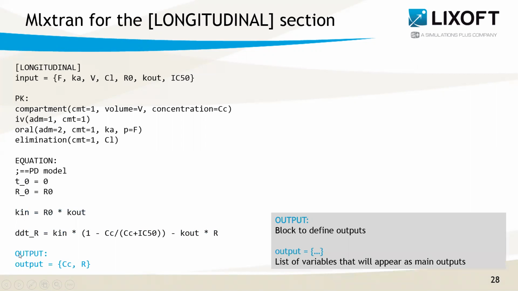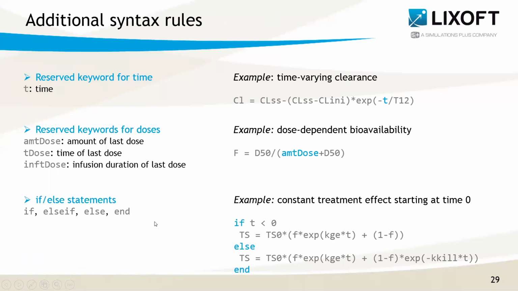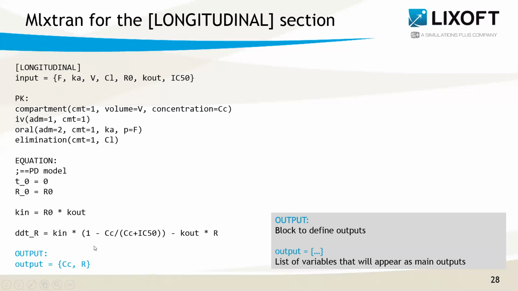And finally, I can have a block output where I list the model outputs. This line is especially important in Monolix. In Simulx, it's also mandatory, but what you put in this line is not so important because anyway, you will be able to output any variable of your model. So that's the key points I would like to mention for the model we will use.